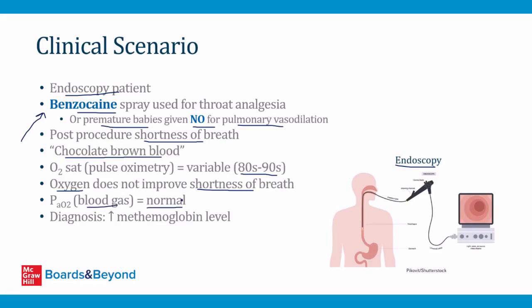We already talked about this. The lungs are working, so the PaO2 is normal. And so the way you make the diagnosis is by sending a blood sample to the lab and measuring the methemoglobin level, which will be elevated. And that concludes our module on hemoglobin.